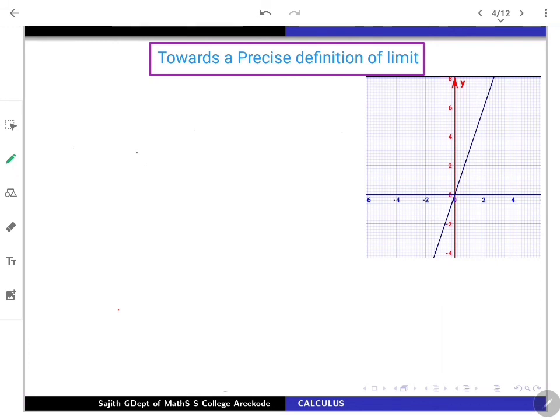We have looked at the intuitive idea of limits, and most of our approach was depending on that. Now let us move more rigorous and look at how to define a precise definition for the limit.